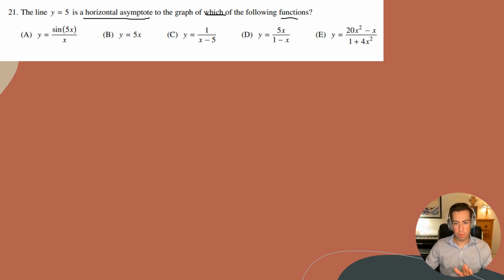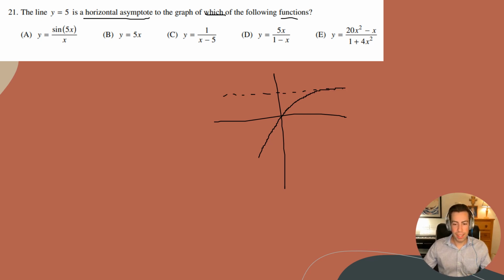All right, so before we solve this, let's go ahead and review what a horizontal asymptote is. Let's say this is the line y equals 5, right? If I have a function that does something like this and gets super, super close to that line, but never actually technically touches it, that is what a horizontal asymptote is going to be.